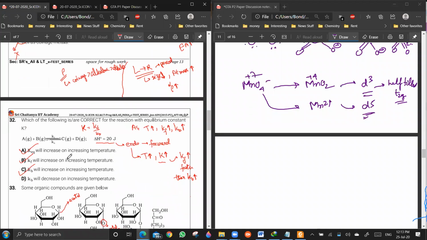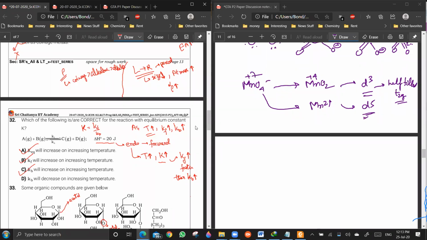32 option CD. You see, there is like 1 minute, 4 seconds remaining. If the session gets out, you have to join again. Okay. So in 32, you see as temperature increases, both the rate constants of forward as well as backward reactions will increase. Rate constant always increases with temperature.